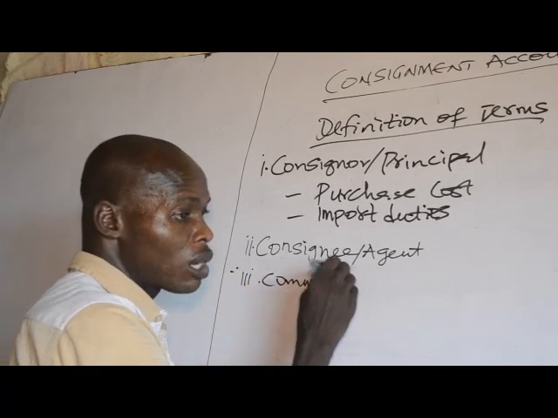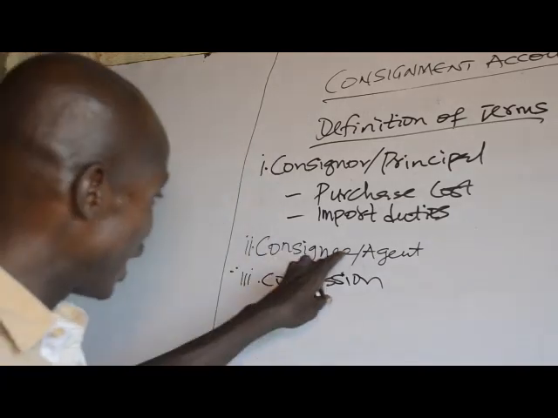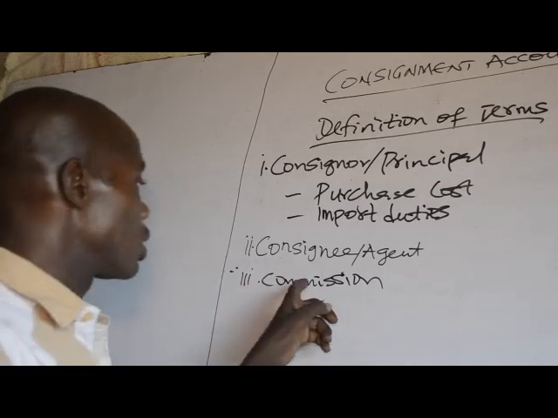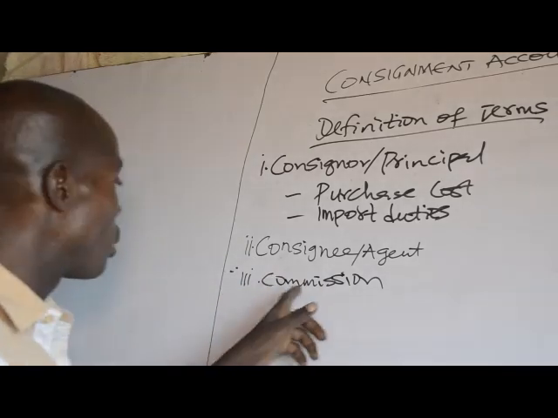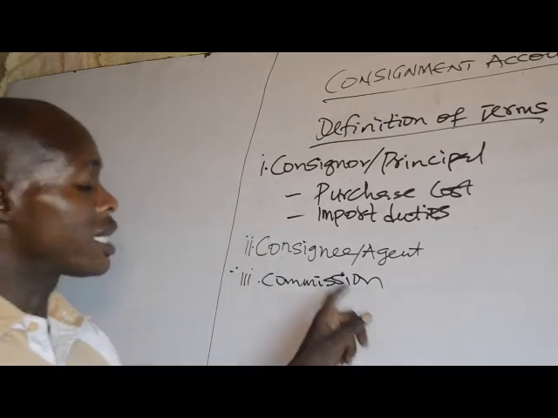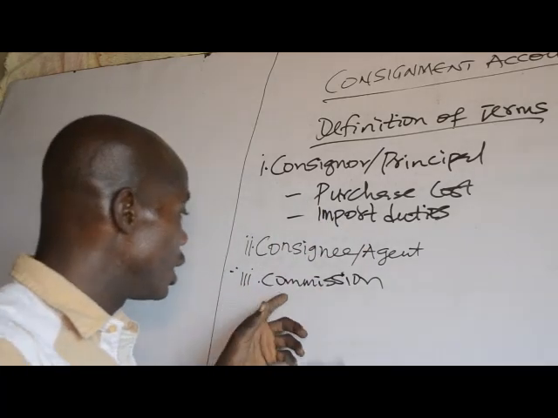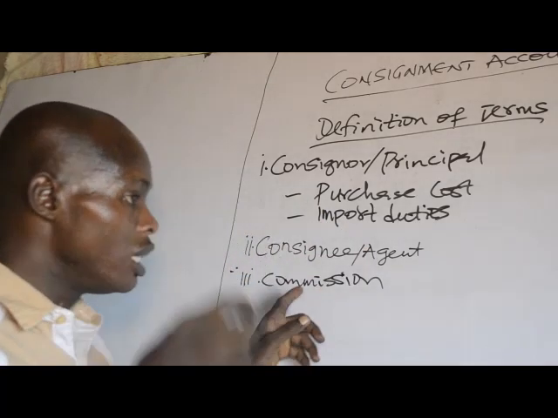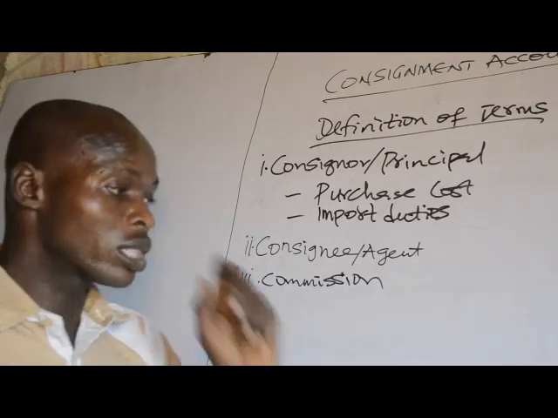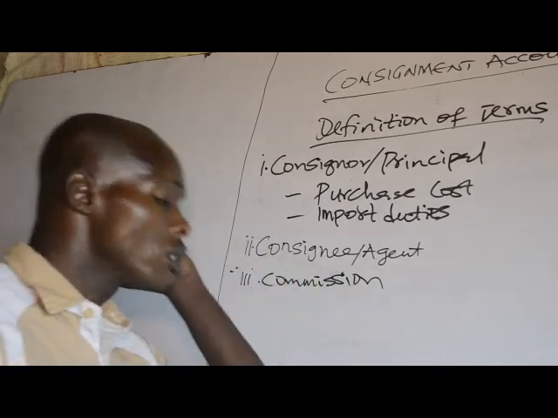Commission is the amount received by the consignee, that is the agent, from the consignor for his own service. I told you that the commission is usually a fixed percentage of sales, and I've demonstrated how to calculate the agency commission. Commission is the amount received by the consignee from the consignor for his own service.